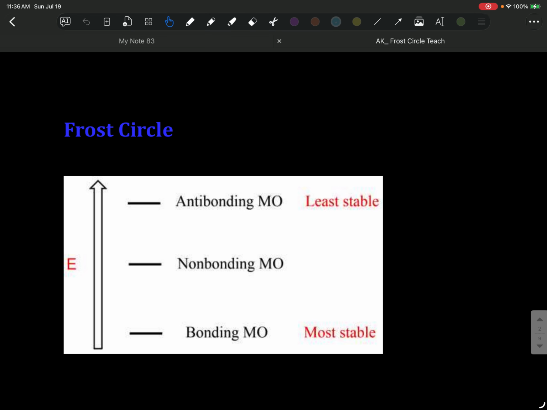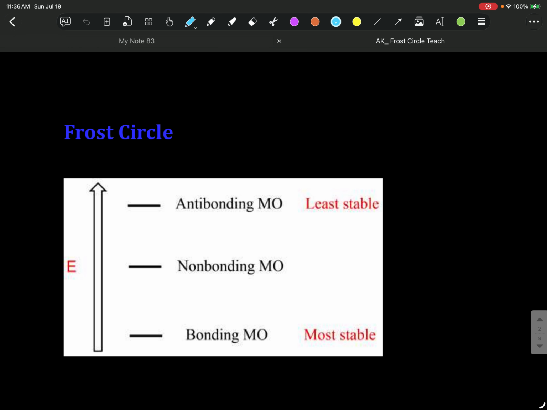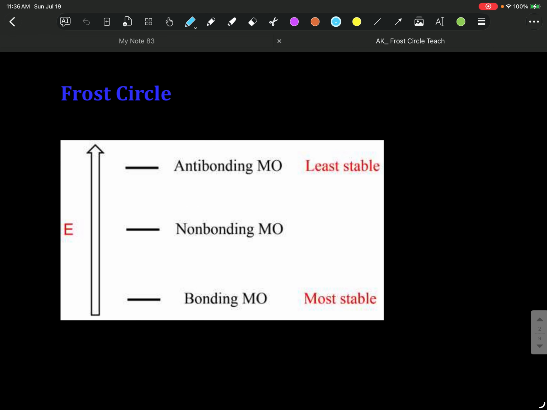Today we'll be talking about frost circles. Now, frost circles are very useful in identifying if a given organic compound is aromatic, non-aromatic, or anti-aromatic. And this is all based on the molecular orbitals.